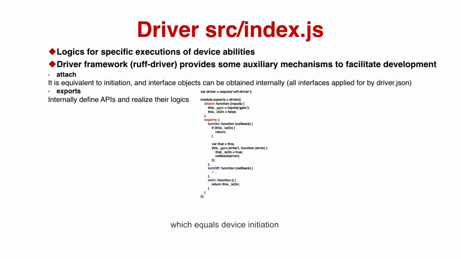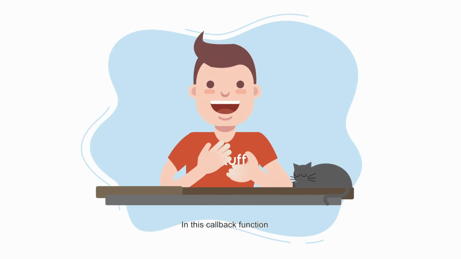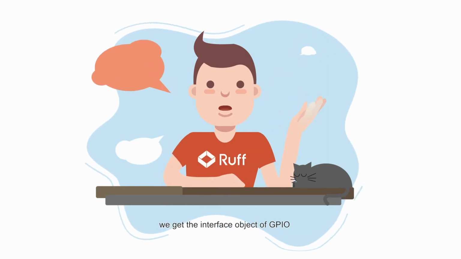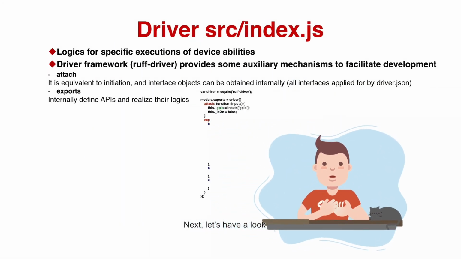One is attach, which equals device initiation. After device initiation, the device enters the callback corresponding to attach. And in this callback, we may acquire the object of this interface. For example, let's look at this example. When this driver has been initialized, it enters the callback function of attach. In this callback function, we get the interface object of GPIO. Next, let's have a look.